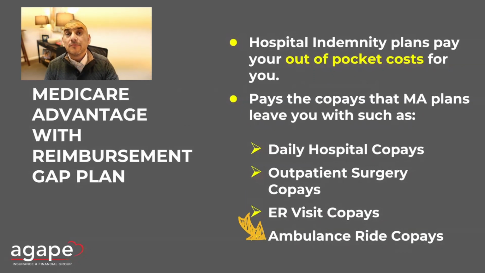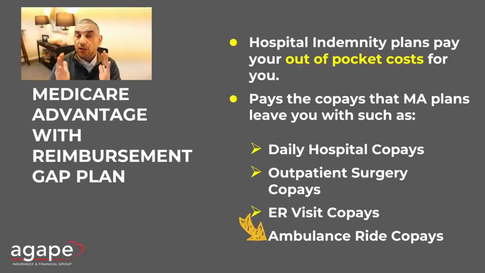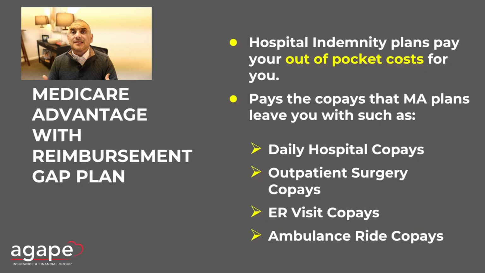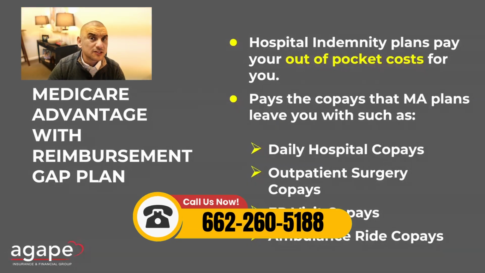So we definitely recommend that if you get on a Medicare Advantage plan, also known as a Part C plan, you get a reimbursement gap plan with it, or the official name is a hospital indemnity plan, because it will help shield you against those costs. Basically what it does is it fills in those gaps, and it gives you more comprehensive, more robust coverage. If you're on a Medicare Advantage plan and you're watching this video right now, and you don't have a gap plan like this, give us a call. The number is on the screen. This is no cost, no obligation to you.